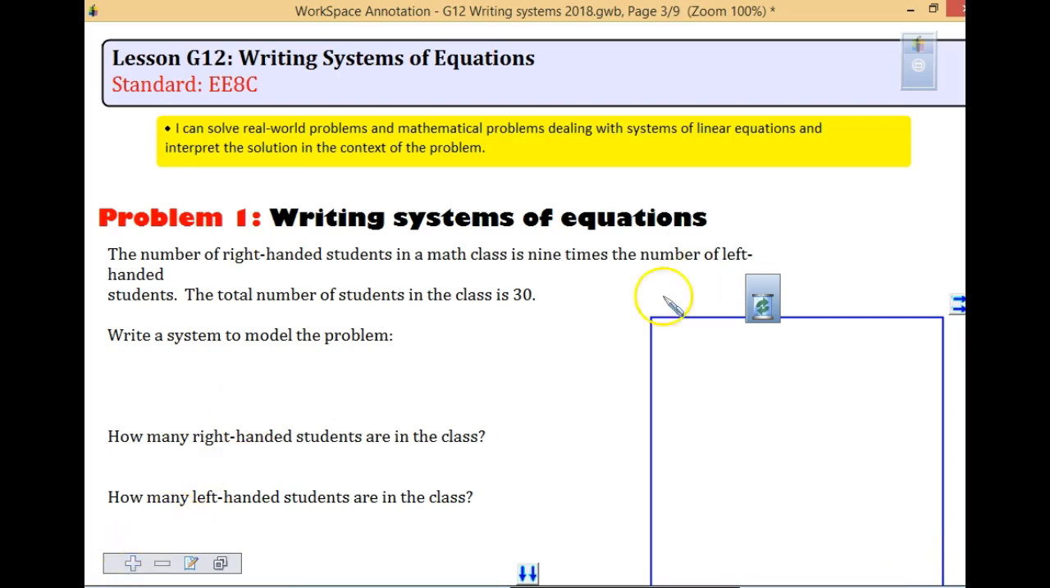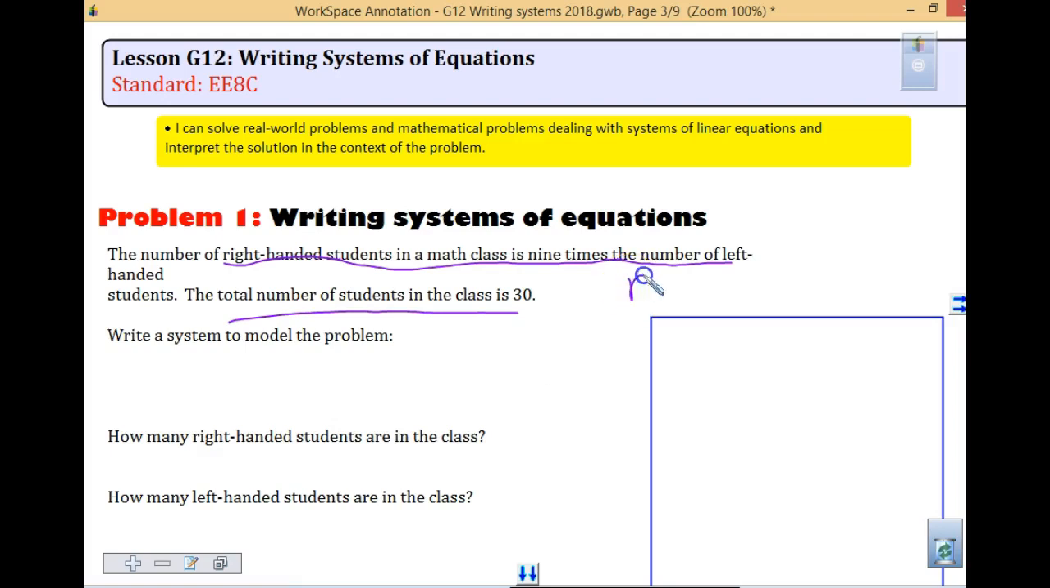The number of right-handed students is nine times the number of left-handed students. The total number of students in the class is 30. So sometimes it makes sense, like in those last ones, when we did the babysitting one, we put them both in slope intercept form. Sometimes it makes more sense to use the variables that you're given.